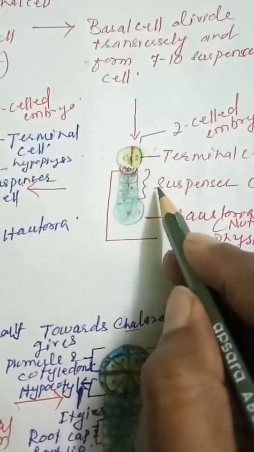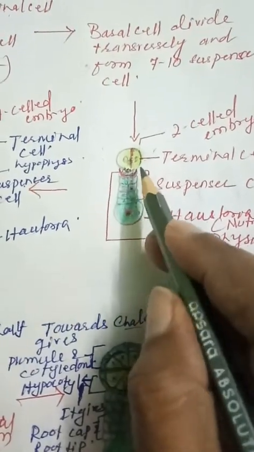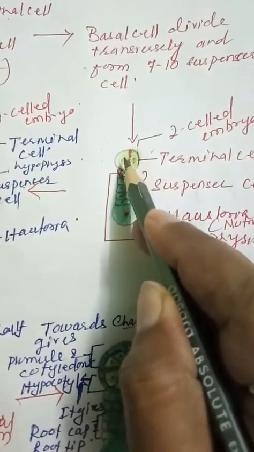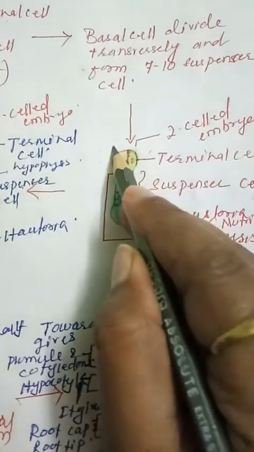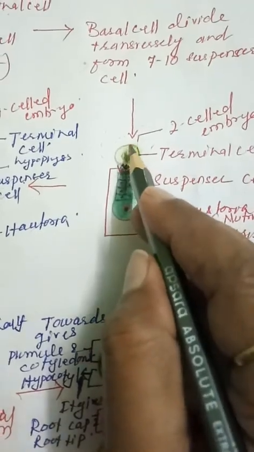So, what is the function of suspensor cell? Suspensor cells simply push the developing embryo or the terminal cell deep into the endosperm, where it will get nutrition.